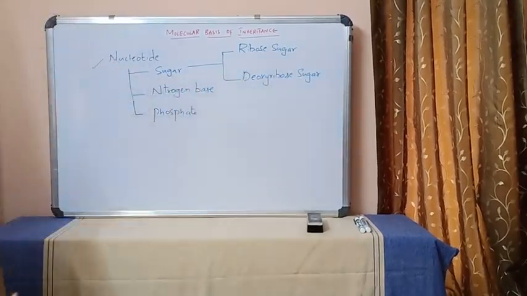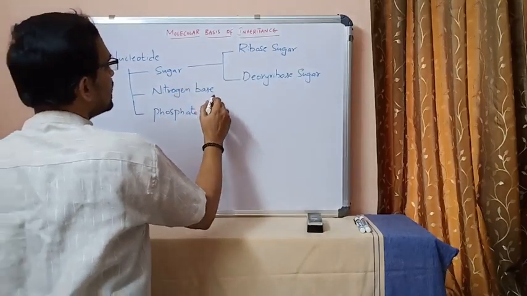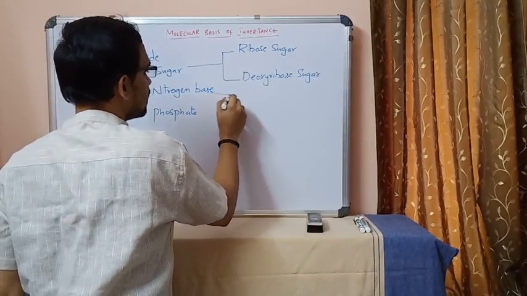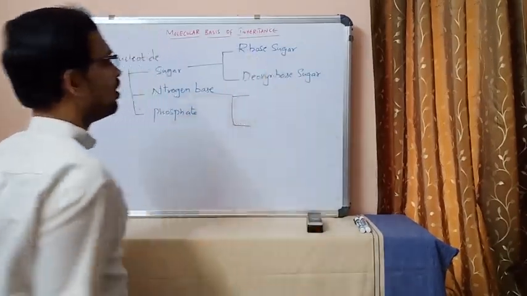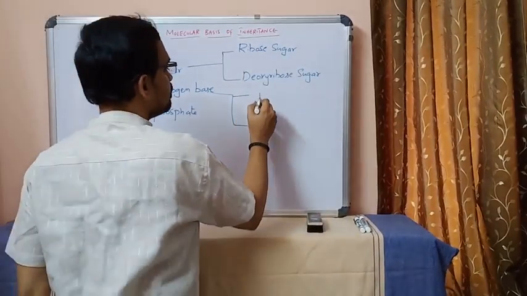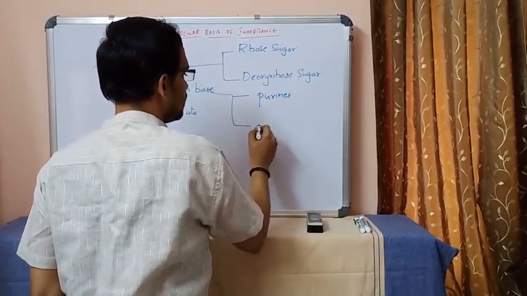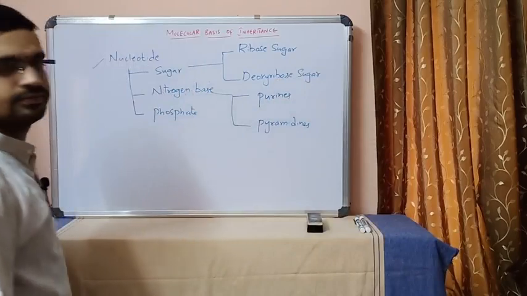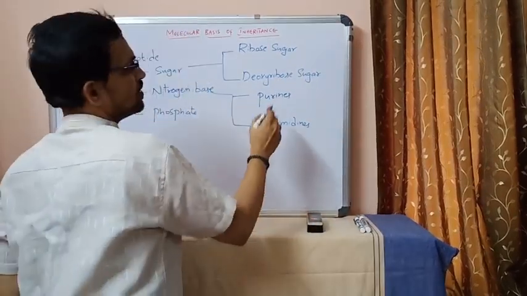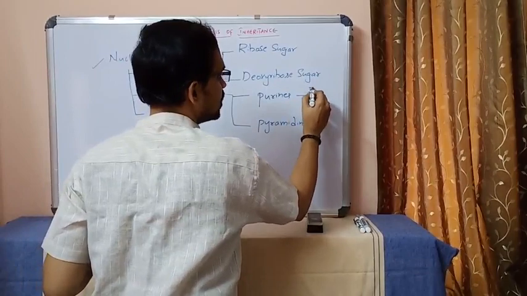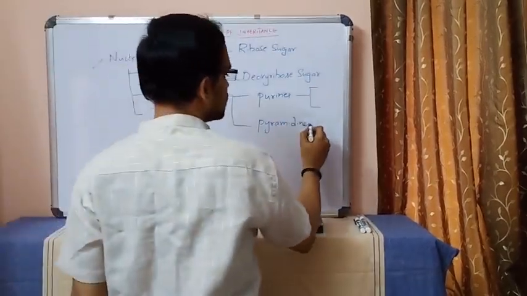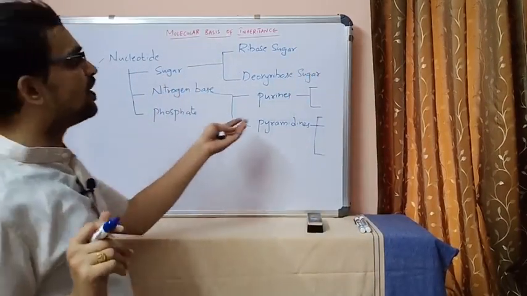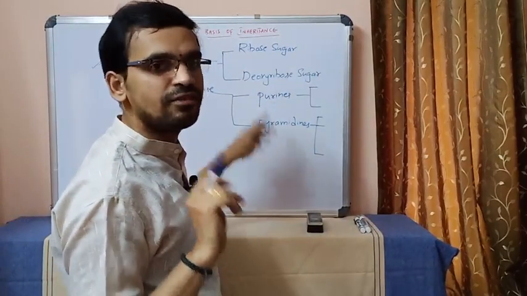So, nitrogen base. Now coming to nitrogen base. How many types of nitrogen bases are there? There are mainly two different types of nitrogen bases. They are purines and pyrimidines. Purines are of how many types? Two types. Pyrimidines are of how many types? Three types. So what are the two different types of purines and what are the three different types of pyrimidines?